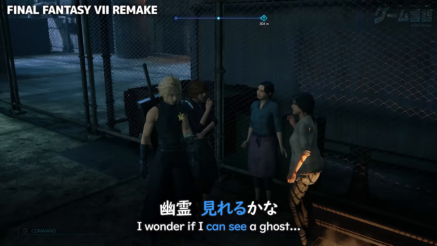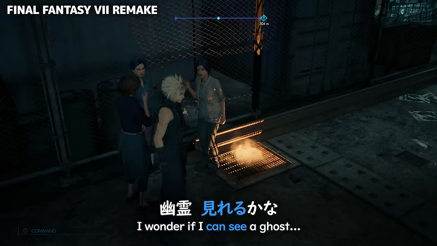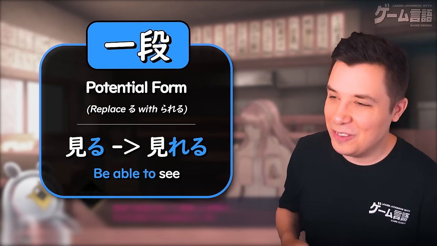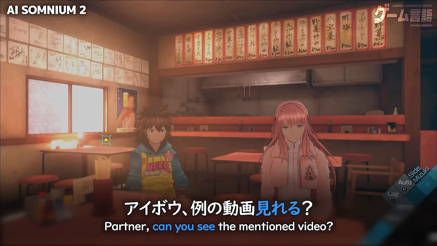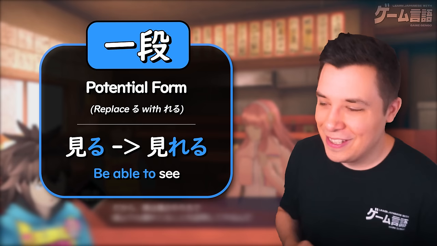Or like here in AI Somnium 2, can you see the mentioned video? So, 動画見れる? So thankfully that does actually help here for ichidan verbs.